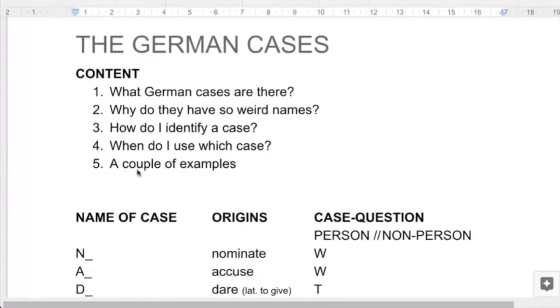And how do I identify a case? Yeah, it's also important to be able to see which case is what.